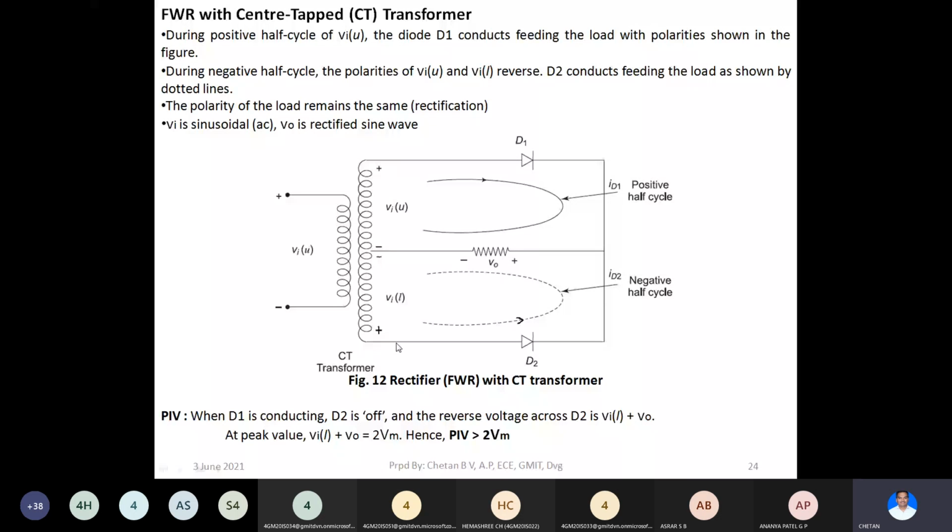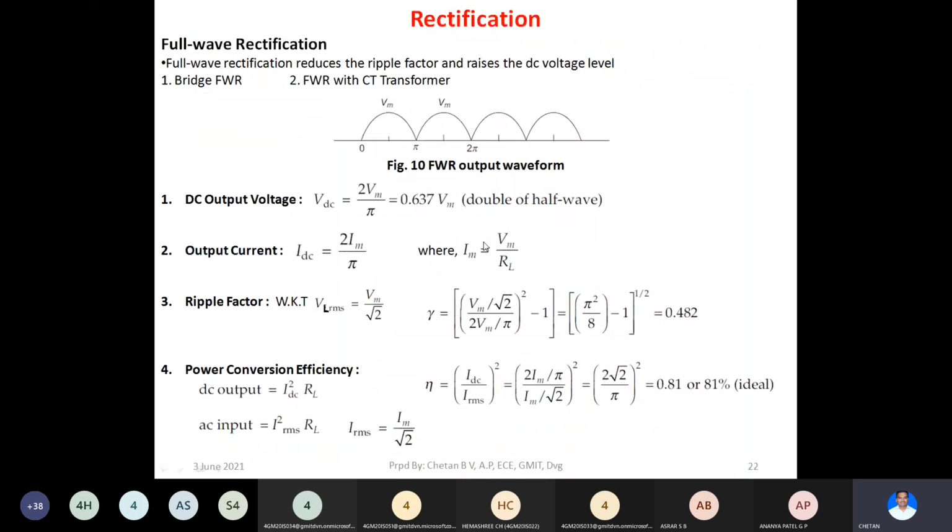The polarity would be positive here. Therefore, this would be forward biased, and the current will flow through D2 in this direction as indicated by this dotted line. So both during the positive as well as the negative half cycle, the current would flow in the same direction through load resistance RL. Therefore, we have the same kind of output.